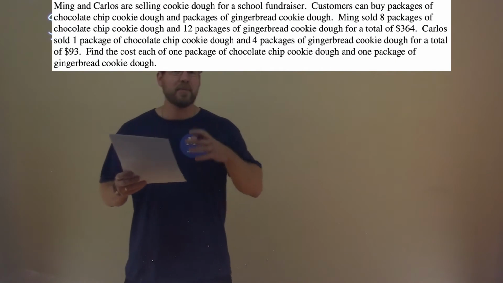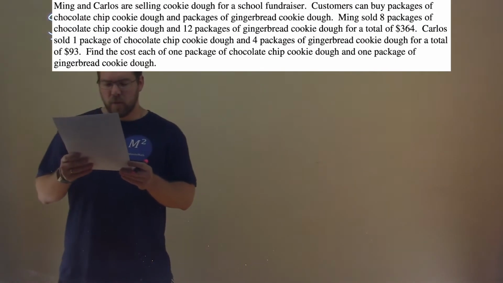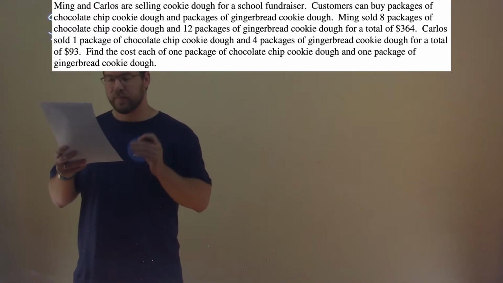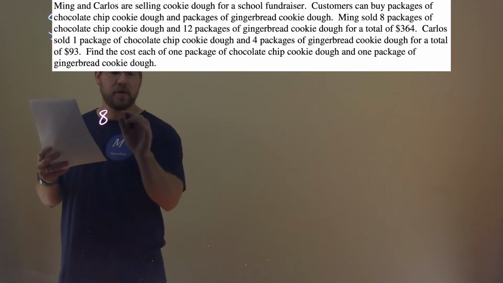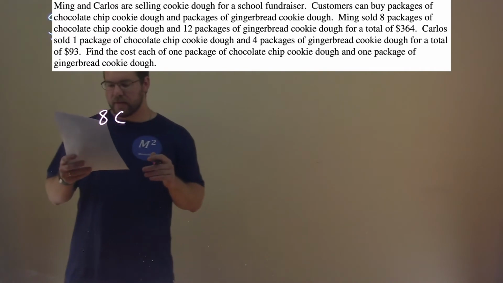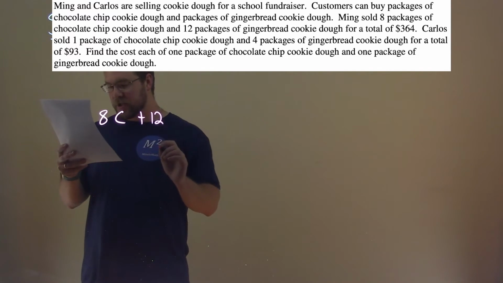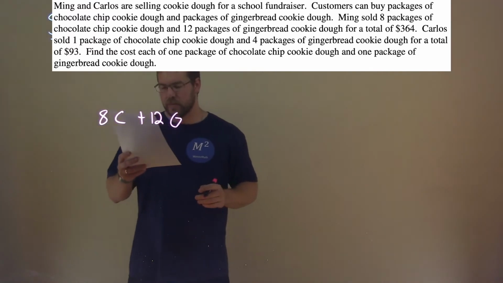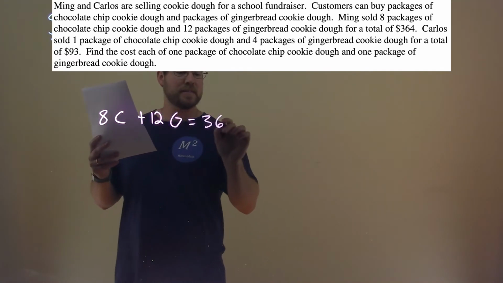So we need to make a system of equations here so we can solve that. So what do we get? Well, the first thing they tell us is that Ming sold 8 packages of chocolate chip cookie dough. So I'm going to say he sold 8 packages, and the price of a chocolate chip cookie dough I'm going to represent as a variable C. Then they said he also sold 12 packages of gingerbread cookie dough, with the variable G. And that came out to be a total of $364.